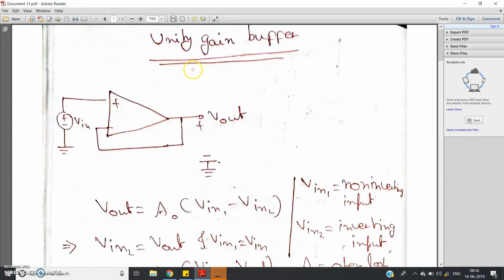Hello friends, in this video I am going to discuss the unity gain buffer made up of an op-amp and its application in the sample and hold circuit. Okay, so let's first try to understand what a unity gain buffer is. If you have already studied a linear integrated circuits course, then you might have studied this portion. To understand the operation of the sample and hold circuit, we should have a clear idea of this.